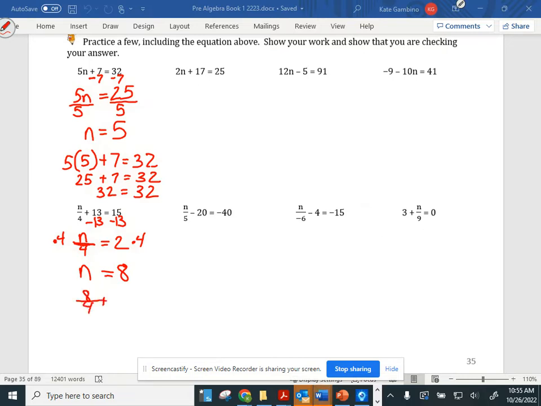8 divided by 4 plus 13 equals 15. 8 divided by 4 is 2, plus 13 equals 15. 2 plus 13 is 15, equals 15. So I know I found the correct answer. Emily.